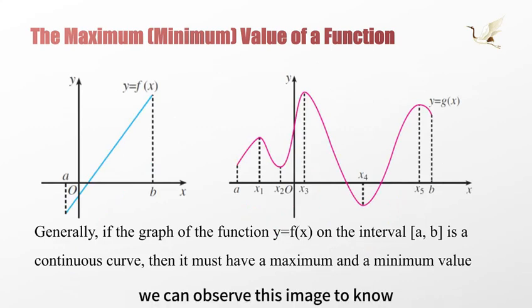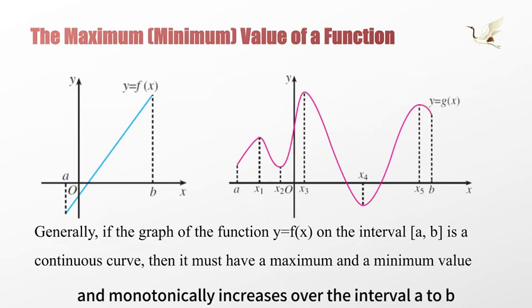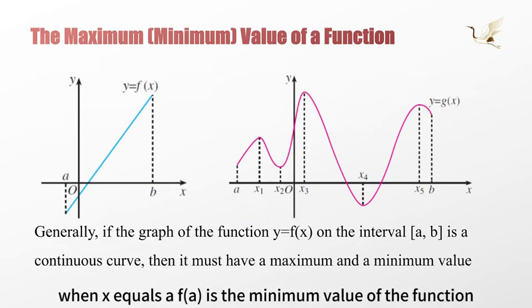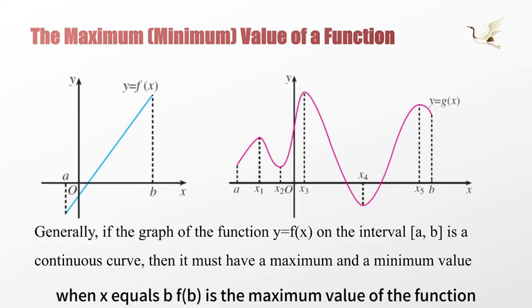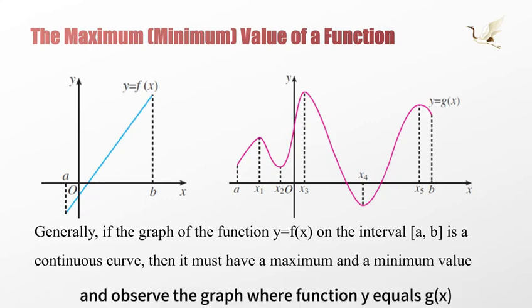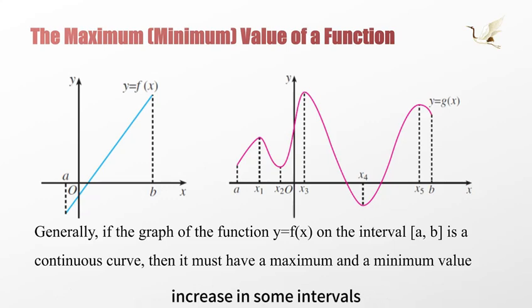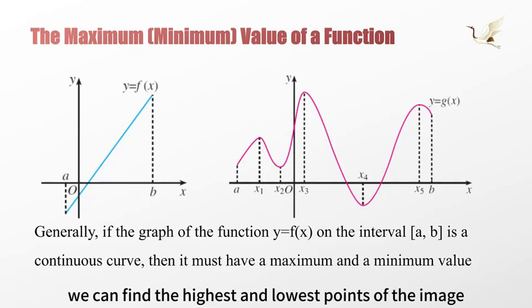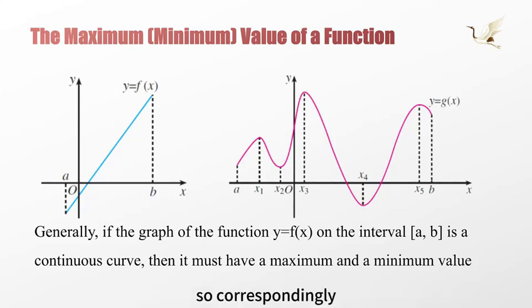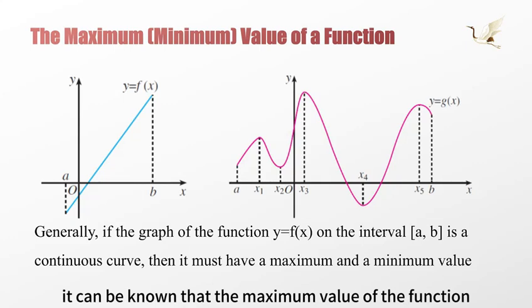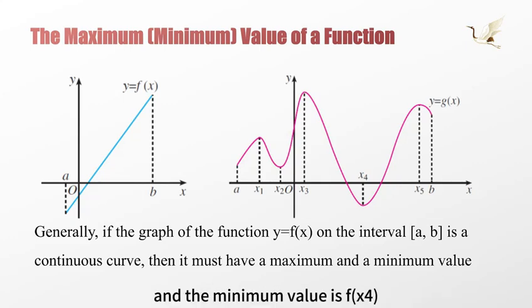We can observe from this image that the function y = f(x) monotonically increases over the interval a to b. When x = a, f(a) is the minimum value of the function. When x = b, f(b) is the maximum value of the function. And observe the graph of the function y = g(x). It increases in some intervals and decreases in others. From the entire image, we can find the highest and lowest points. So correspondingly, the maximum value of the function is g(x3) and the minimum value is g(x4). From the above analysis, we can draw the following conclusion.